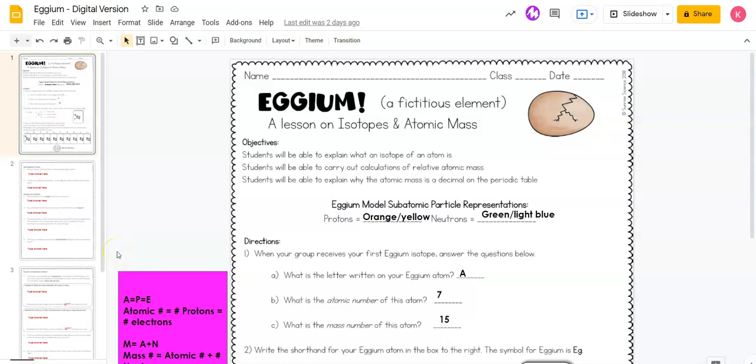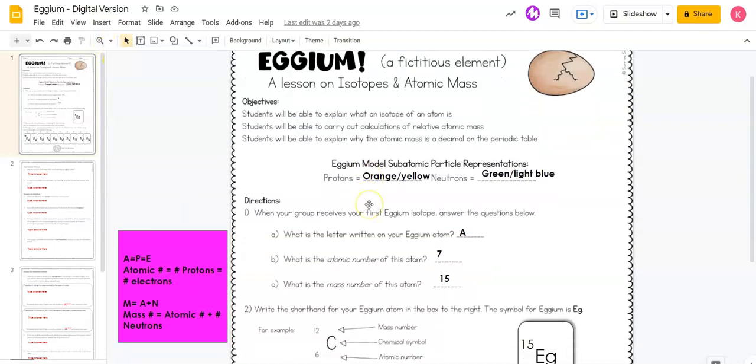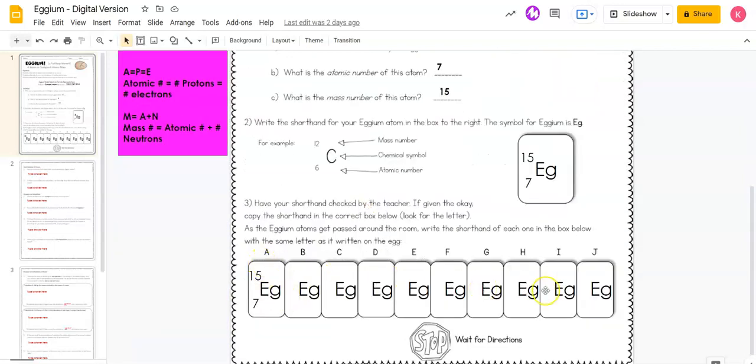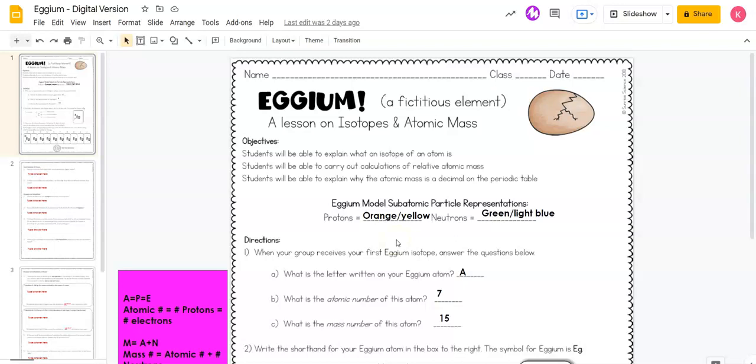Hey everyone, in this video I'm going to show you what to do for the Eggium assignment. First thing is make sure that you are zoomed in, so a little magnifying glass and then 100% so that you can see this. So in this we are going to have different plastic eggs, and inside of them there's going to be pom-poms. So the orange/yellow pom-poms represent protons, and then the green / light blue, there's only one that has the light blue, represents neutrons.